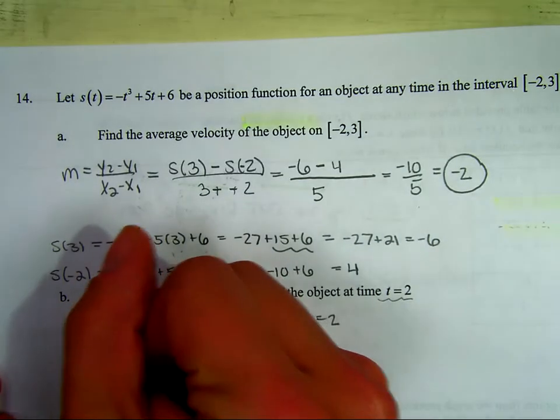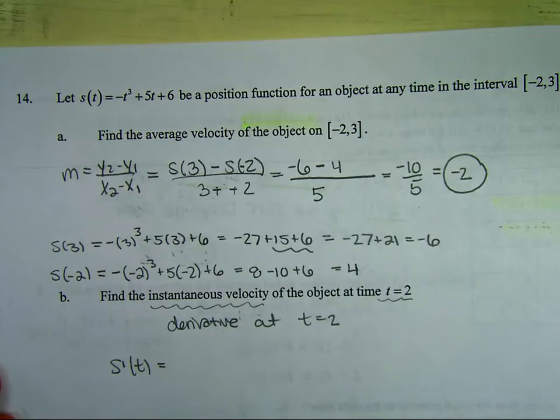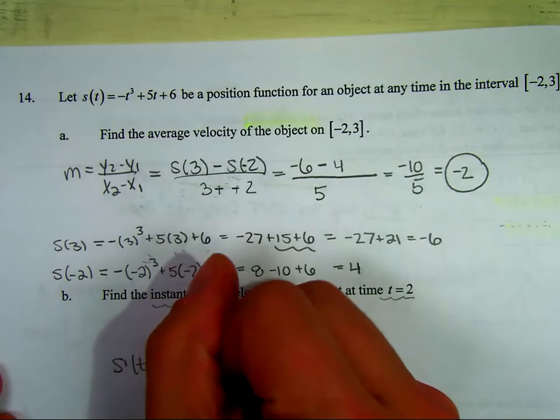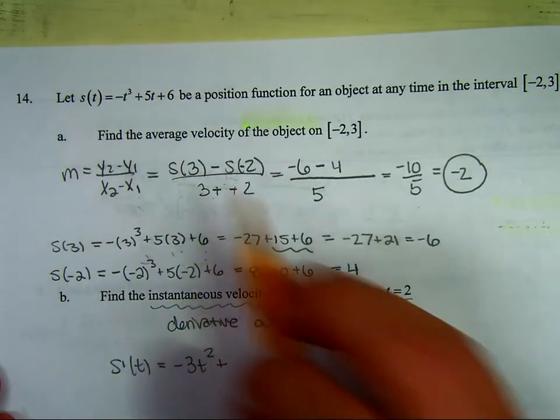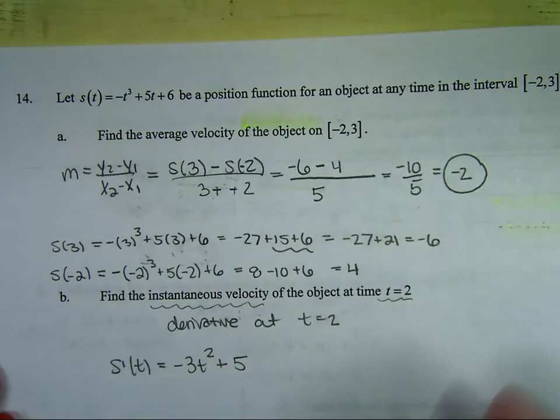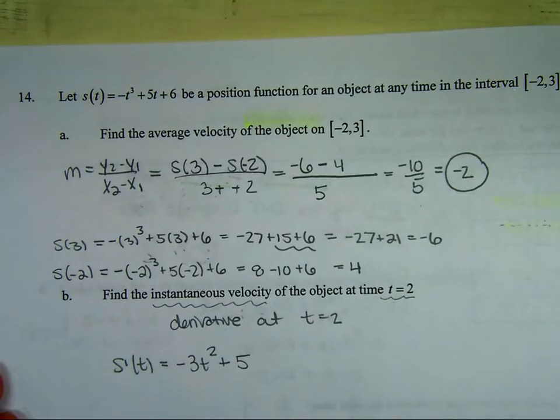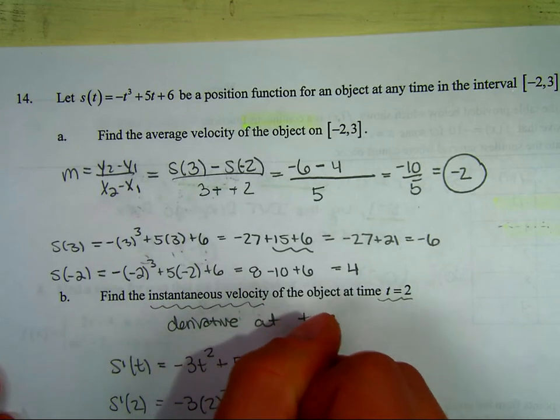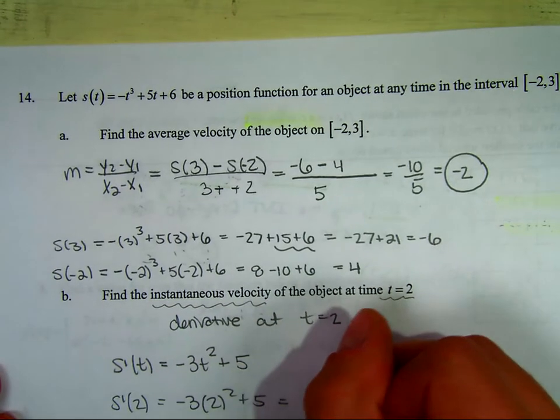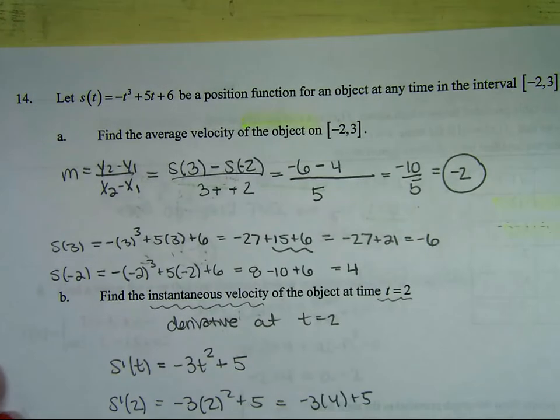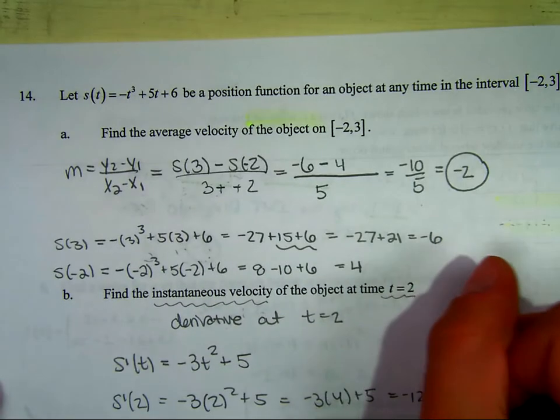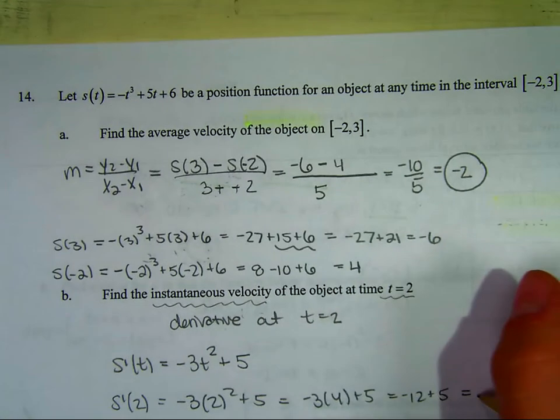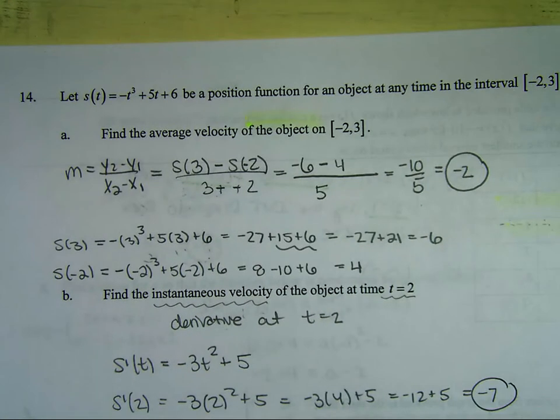So let's find the derivative of S of t. If we do that, bring the 3 out in front, we'd get negative 3t squared plus 5. Remember, a constant just goes away. So that's our derivative. We could plug in 2 to that. Negative 3 times 2 squared plus 5. We're going to get negative 3 times 4 plus 5, which is negative 12 plus 5, which is negative 7. All right, so that is going to be your instantaneous velocity there.